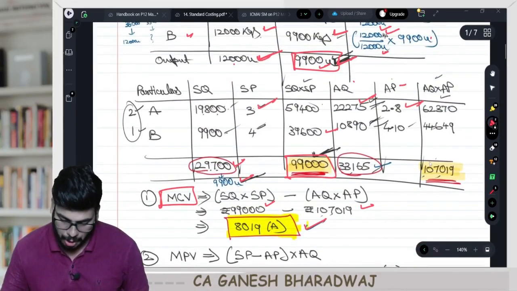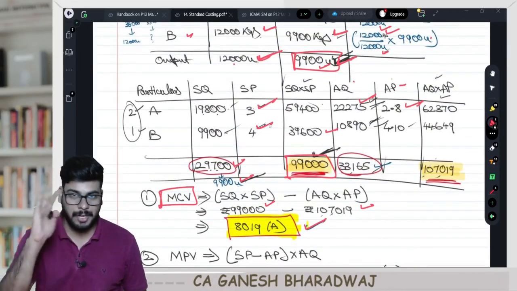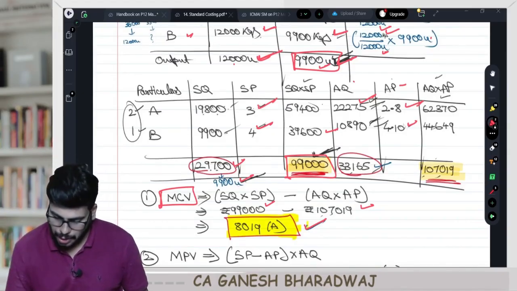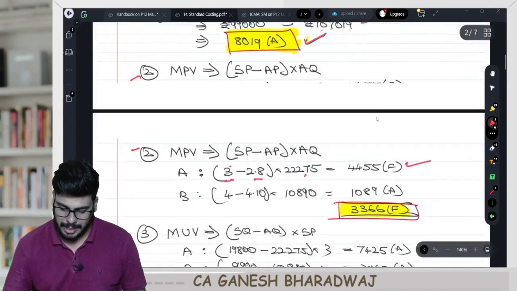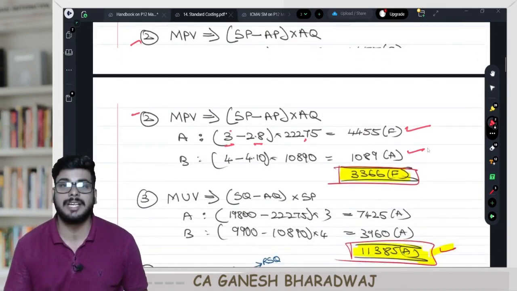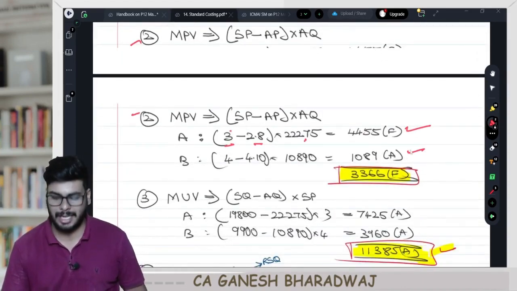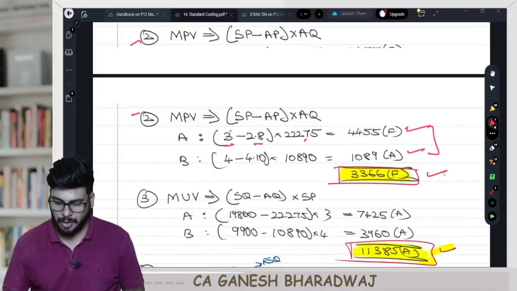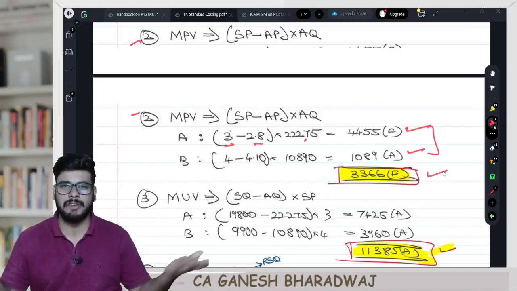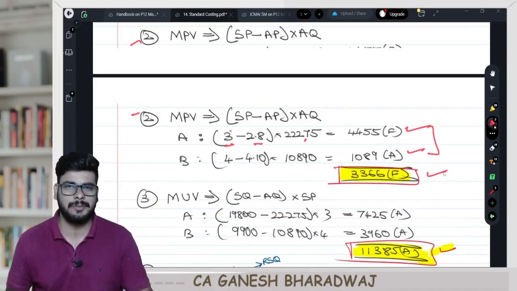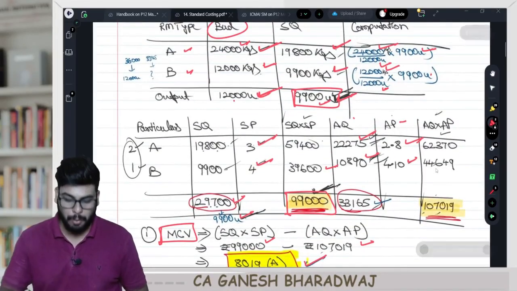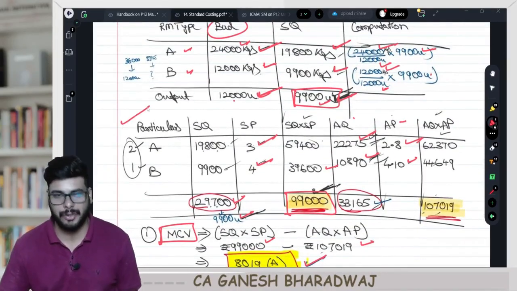Similarly, for raw material B, it's going to be 4. You should have spent 4 rupees, but you spent 4.10. You've paid more. It's an adverse variance into actual quantity, which is 10,890. You get 1,089 as adverse. So you knock these two off. You get a net effective favorable variance of how much? 3,366 favorable. Clear with this, guys? Just a matter of substituting the figures. See how easy it is. The entire crux lies in putting this table. Once you put that, it's just a matter of substituting the figures.